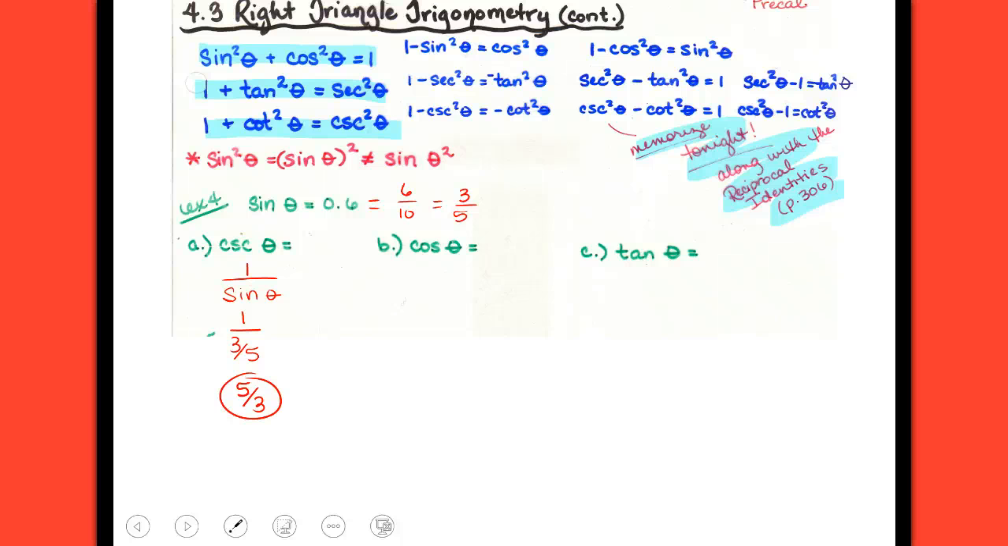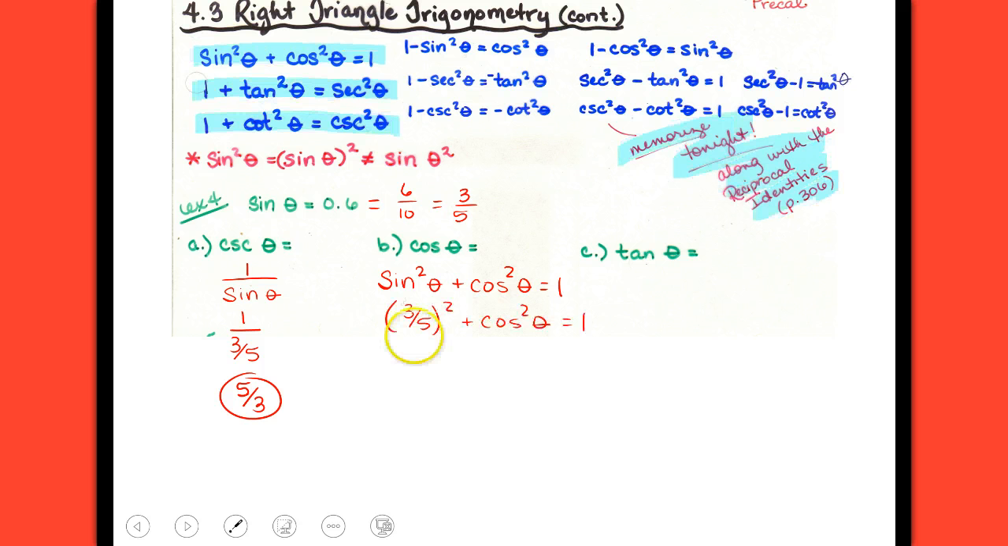For the next one, they want me to find cosine. The only thing that I know is the sine value, and they want me to find the cosine value. So here's where I could use one of those Pythagorean relationships. Sine squared plus cosine squared is equal to 1. So if I know the sine value is 3/5 and I'm trying to find the cosine value, that would be the only unknown and I'd be able to solve for it.